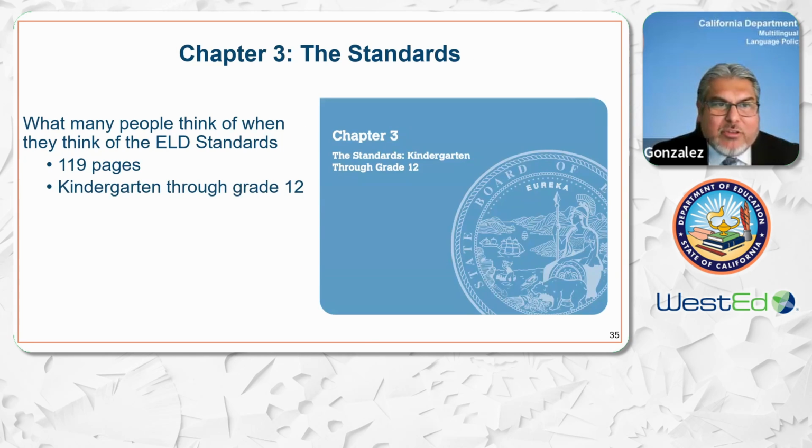And so chapter 3, the standards, begins on page 25. So when anyone mentions the ELD standards, this is most likely the chapter that everyone thinks of, right? Where the standards are. This chapter is 119 pages long and contains the ELD standards for K through 12. So what do we want to know from here? What's in this chapter? But first of all, feel free to find the standards for your grade level or a grade level that interests you.